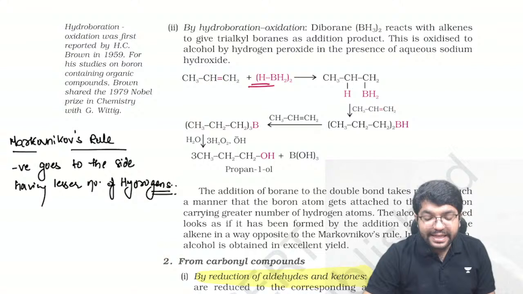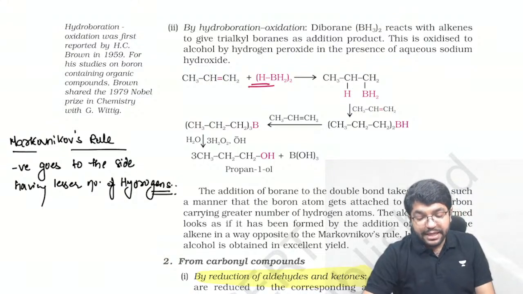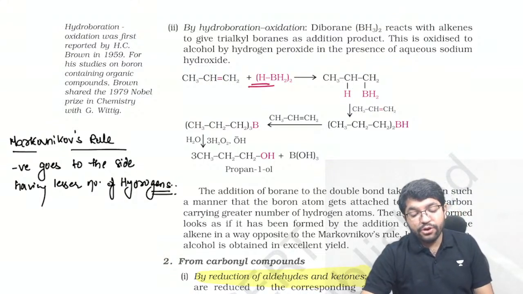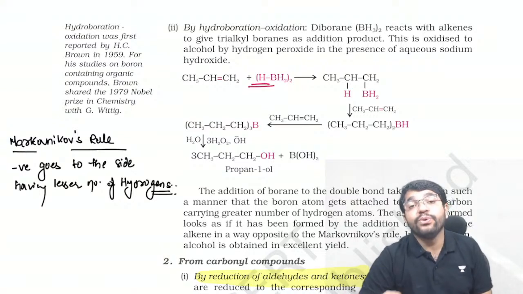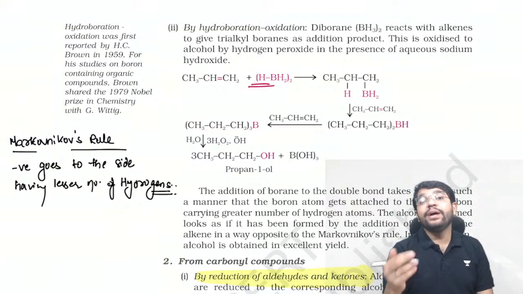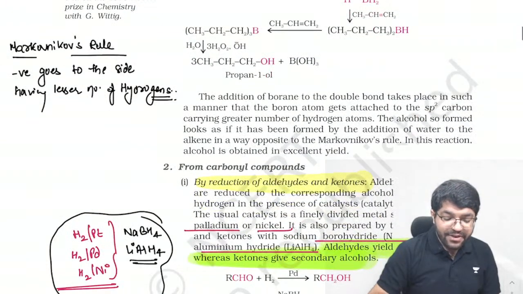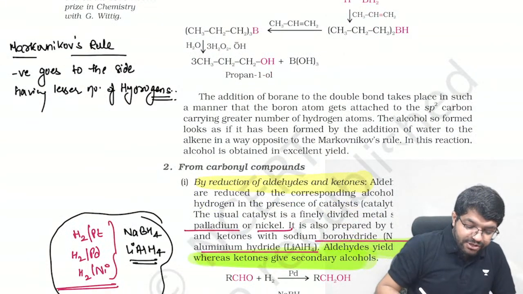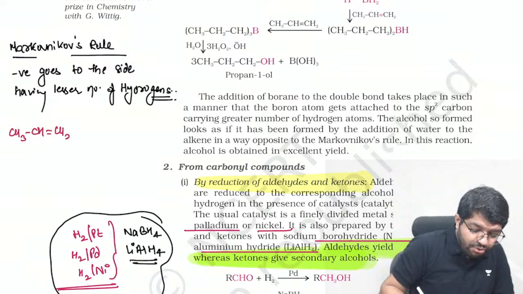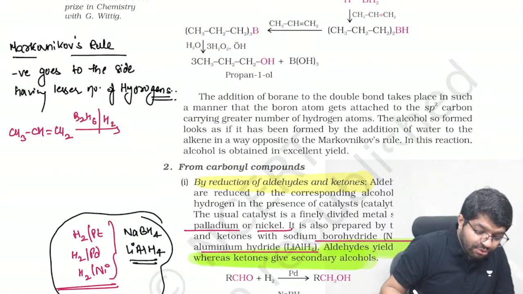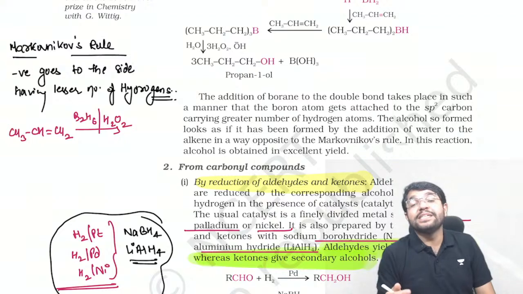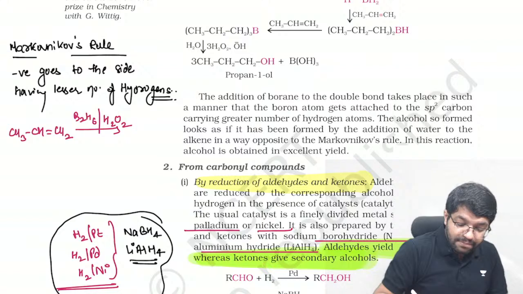Diborane reacts with alkenes to give trialkyl boranes. This is oxidized to alcohol by H2O2. There are two reagents involved. How do I do that? My end reaction becomes, if it's, say, CH3, CH double bond CH2 with B2H6 and H2O2. This represents my hydroboration-oxidation reaction. B2H6 and H2O2, hydrogen peroxide, is involved.